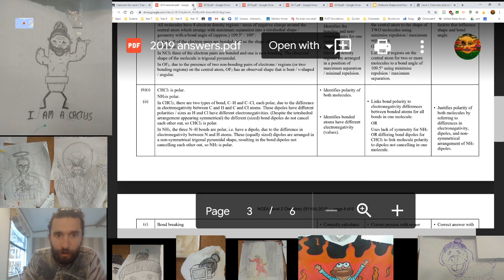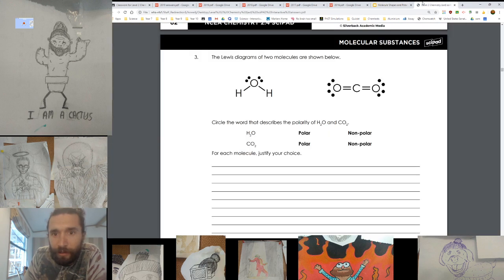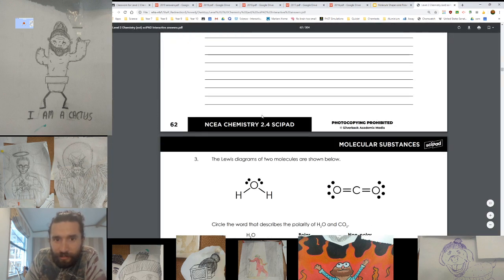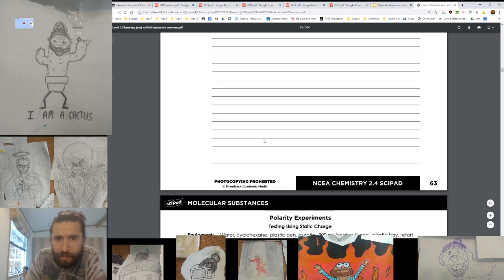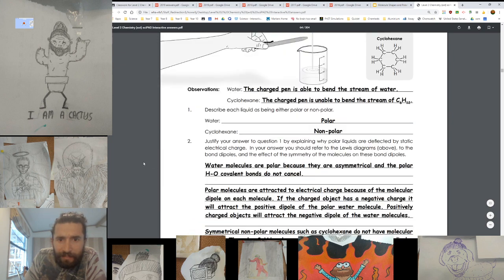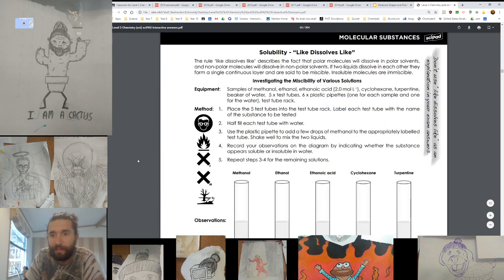So I want you to have a go at doing the ones in the SciPad first. So doing these ones, page 62 and 63 today. And yep, we'll leave it at that.